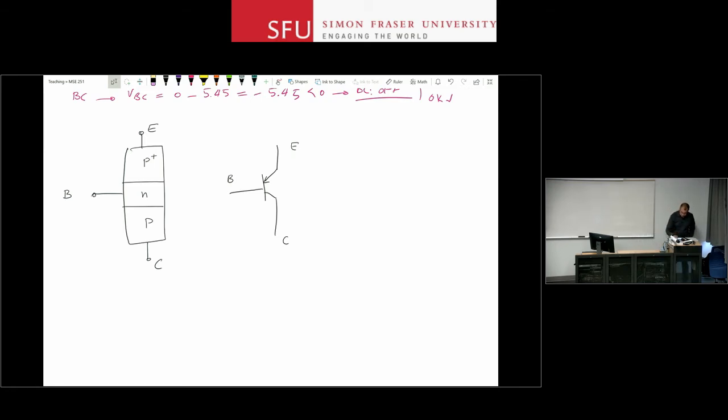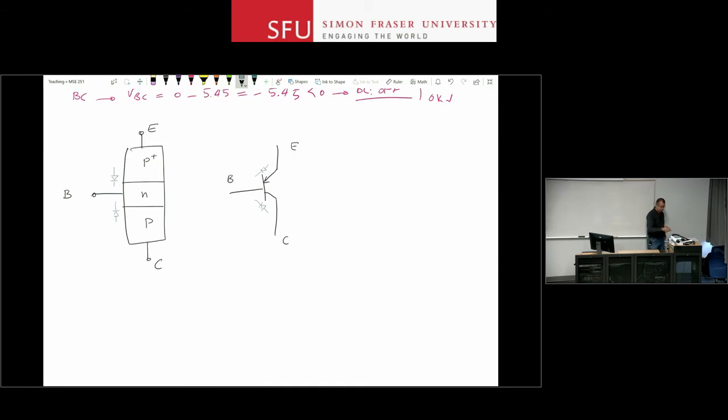Well, now you have two diodes that are facing this way. Remember, for the NPN, the diodes were facing from base to the collector or base to the emitter. For a PNP, it's going to be the opposite, right? So you have one diode here, one diode here. And that's really the main difference. That's all there is to it.